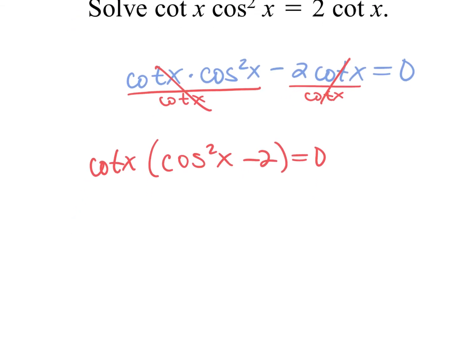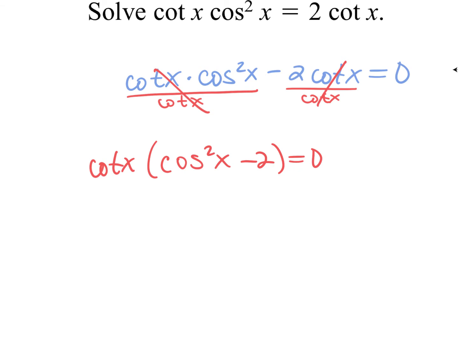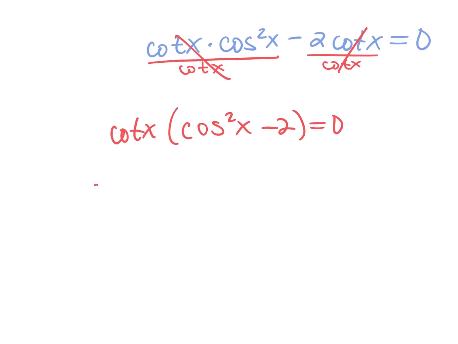Okay, deal. We okay? All right, now that we've factored, we have it set equal to 0. You set each piece equal to what? 0. So I have cotangent x equals 0 and cosine squared x minus 2 equals 0.